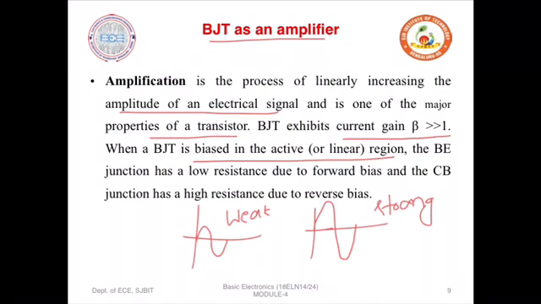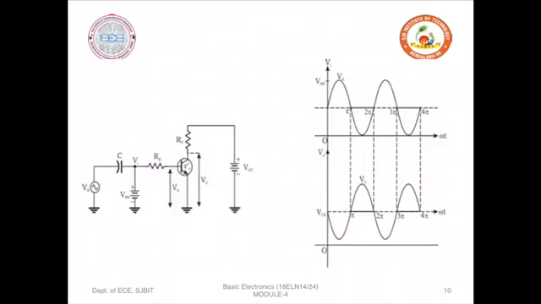The reason there is current conduction is that the BE junction has a low resistance since it is forward biased, and the CB junction has a high resistance due to reverse biasing. Whenever the BE junction has low resistance and is forward biased, current conduction takes place. The carriers move from emitter towards the collector, due to which there is current conduction, and the collector current IC is almost equal to IE. That region of conduction we call the active or linear region.